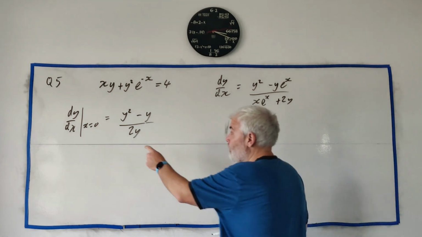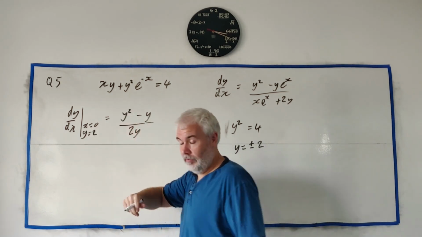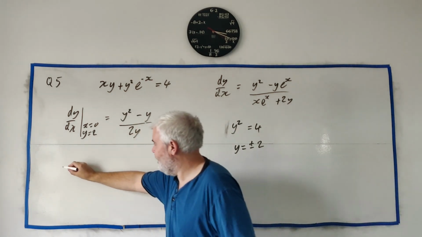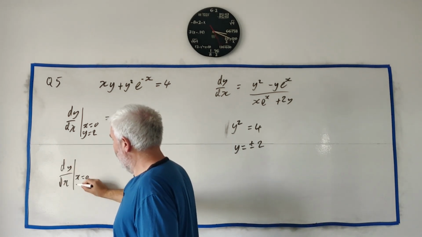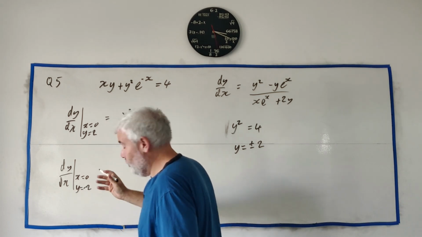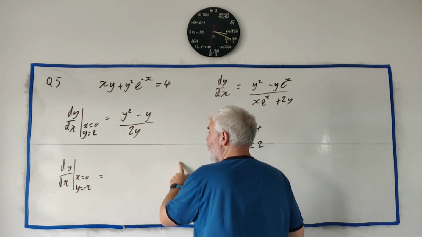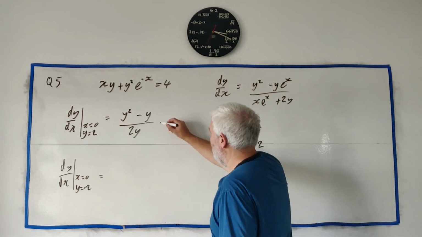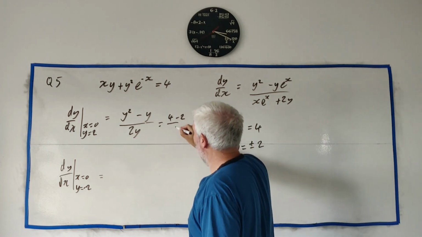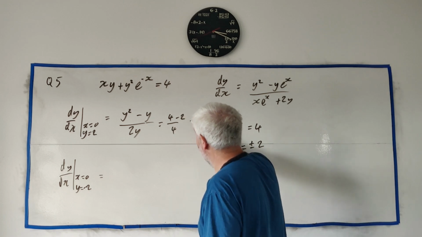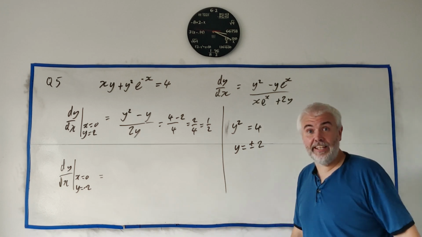So instead of x equals 0, we want to put in y equals 2. And then, let me do it down here, and then down here we'll do it again. Just do it all over again. x equals 0 and y equals minus 2. And we get two answers. So this one, we've already done most of the work. We put 0 in for x. Let's put 2 in for y. That becomes 4 minus 2 over 2 times 2, which is another 4. It's 2 over 4, which is the same as 1 over 2. That's one of our answers.